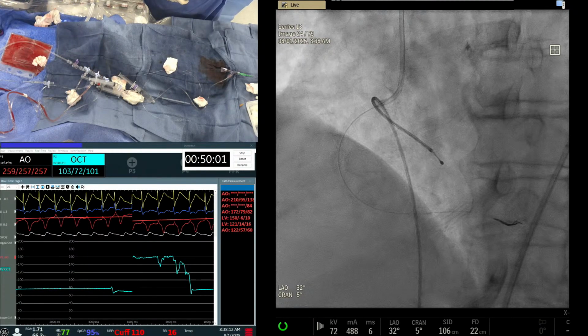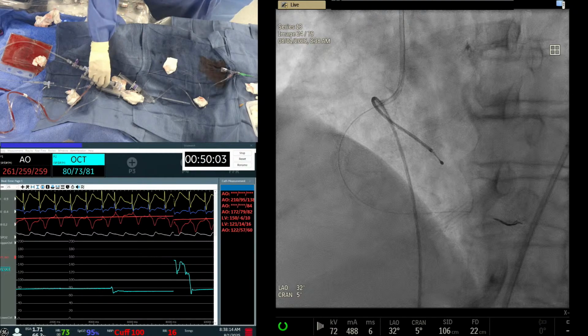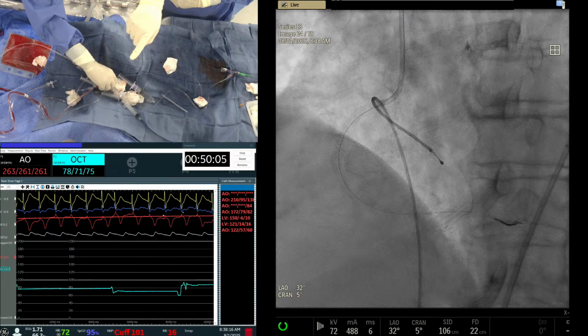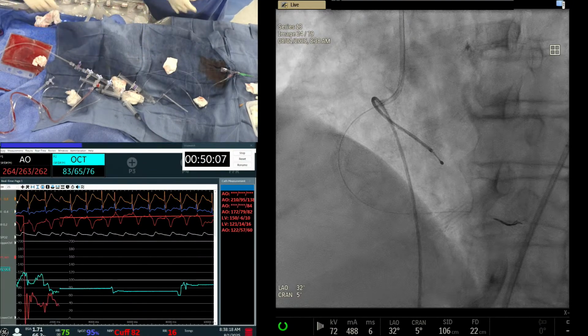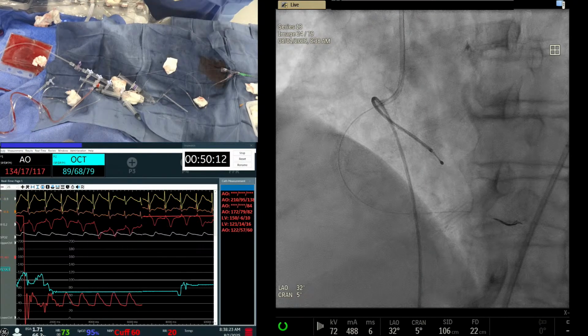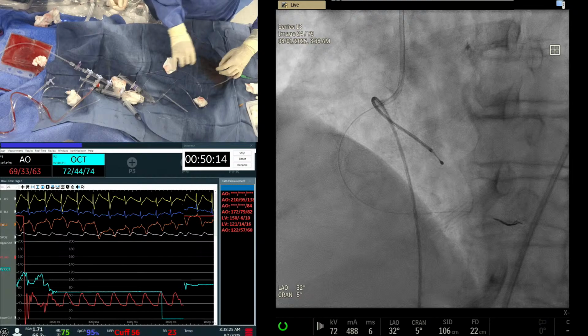So now we can do the OCT, okay? Why don't we have the pressure? Flushing pressure, saline pressure. Yeah, the saline knob. No, when I open up, okay. So let us try OCT now.